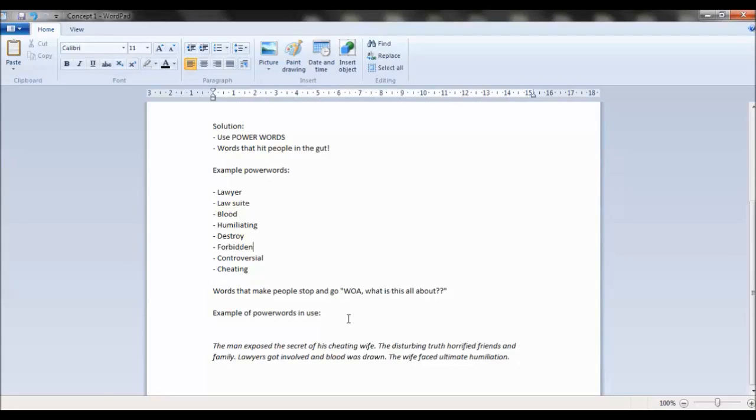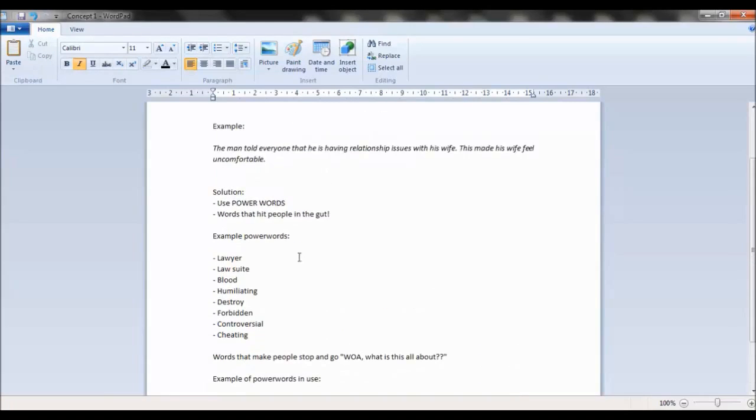So, an example of power words in use: the man exposed the secret of his cheating wife. The disturbing truth horrified friends and family. Lawyers got involved and blood was drawn. The wife faced ultimate humiliation. So let's go over this one more time. The man exposed the secret of his cheating wife. The disturbing truth horrified friends and family. Lawyers got involved and blood was drawn. The wife faced ultimate humiliation.